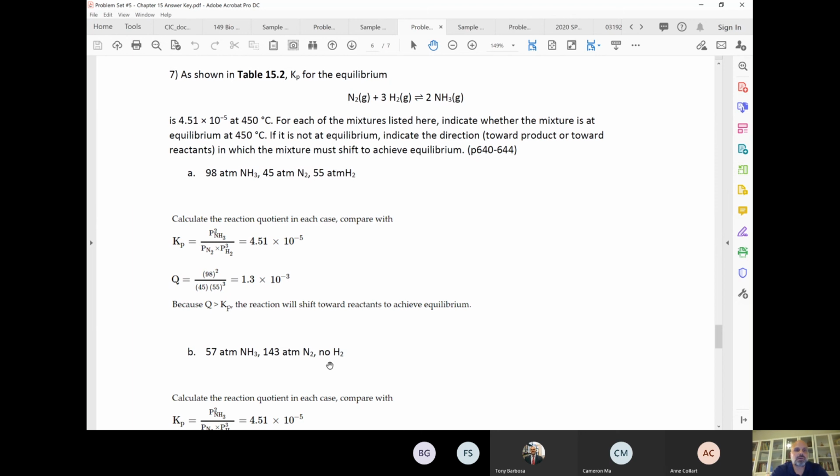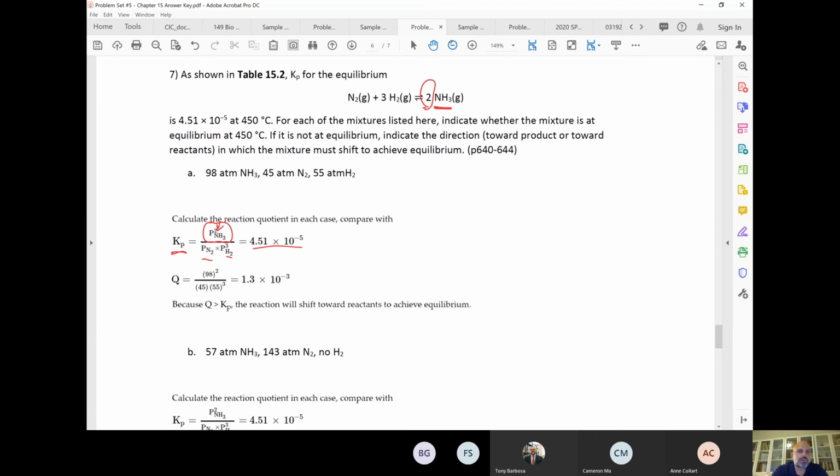When you're working through this problem, it says to calculate the reaction quotient in each case and compare it with the Kp. So we know our Kp equation. It's just our product, the ammonia, and this is going to be squared, so you see the little square number there because we have two ammonia molecules. It's pressure squared of ammonia divided by the pressure of each of our reactants.